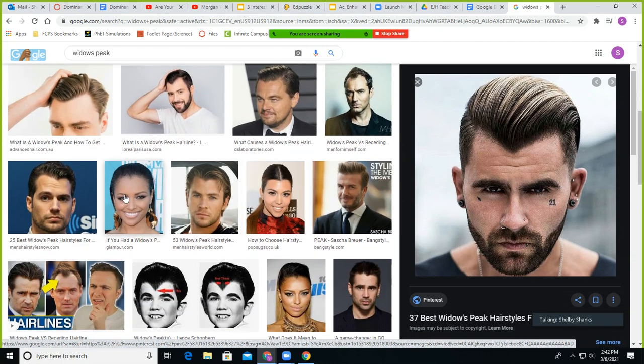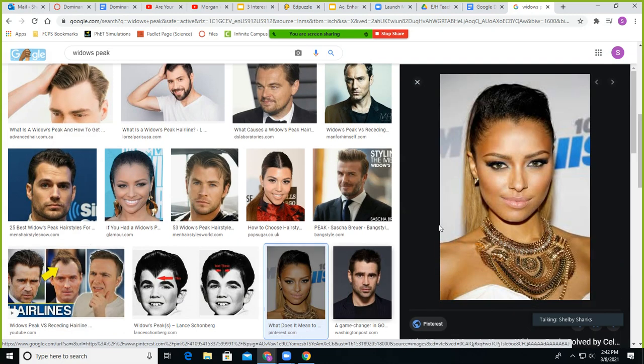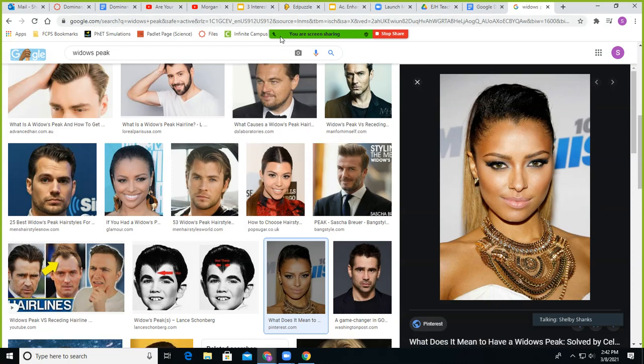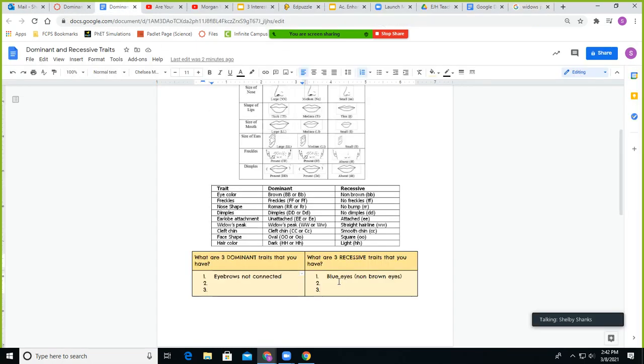All right, and so this one's not. This one right here is not as seen, or you can't see it as well. But she's got like a little V right here. All right, so you either have a widow's peak or you have just a straight hairline. So a widow's peak is dominant, and a straight hairline would be recessive.